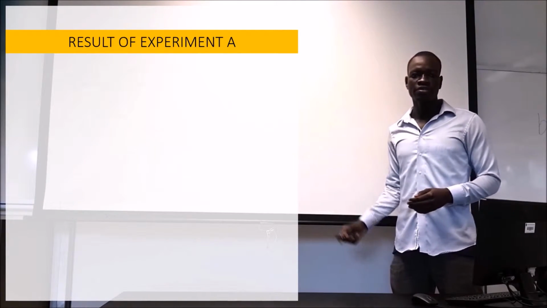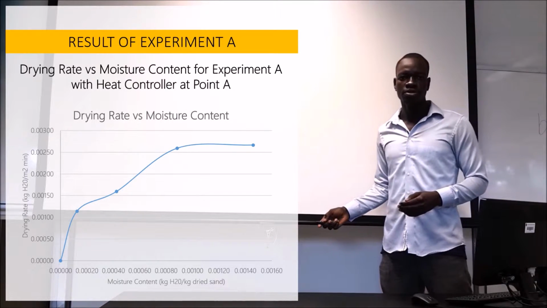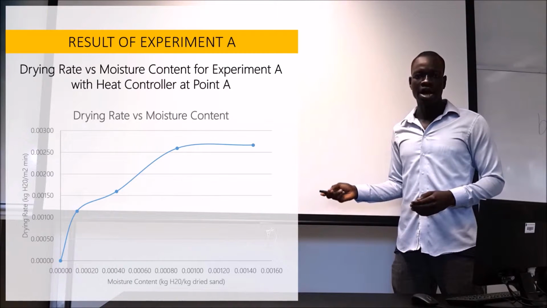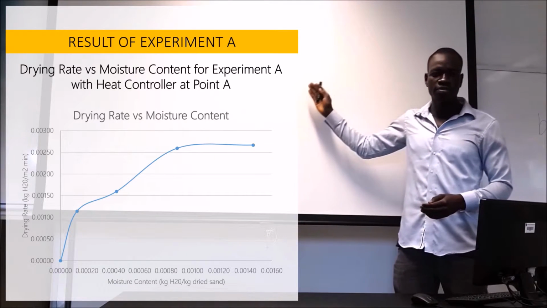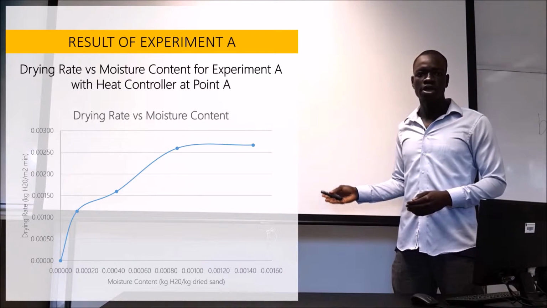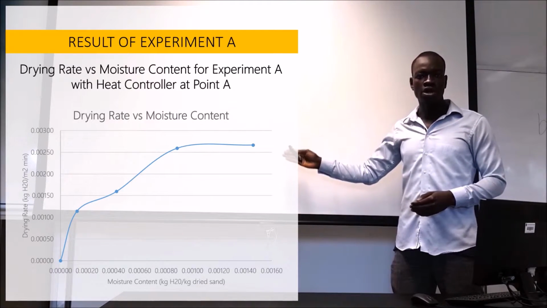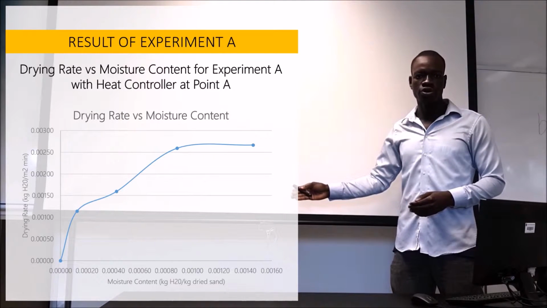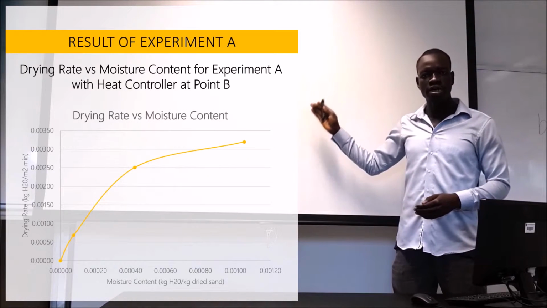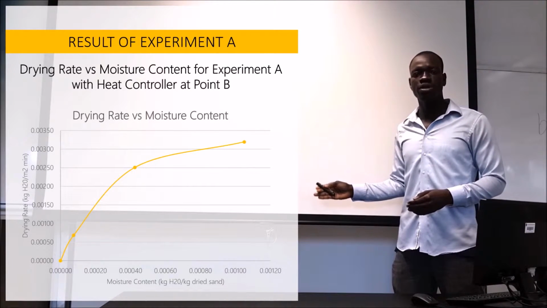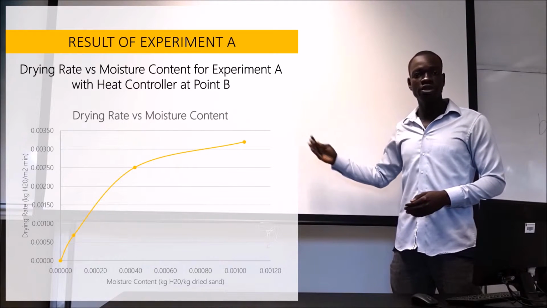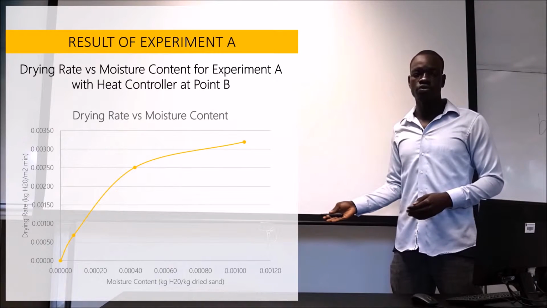Next, this is basically the moisture content versus the rate. As you can see from the first part, when the air temperature is lower, our graph took a longer time to reach 0 at the drying. And if you can see from the second one, it took a shorter time, basically because the temperature has been increased, and when you increase the temperature, the rate of the drying is also increased.